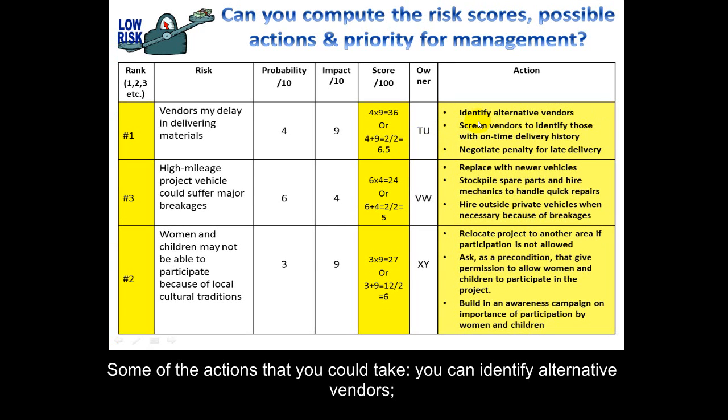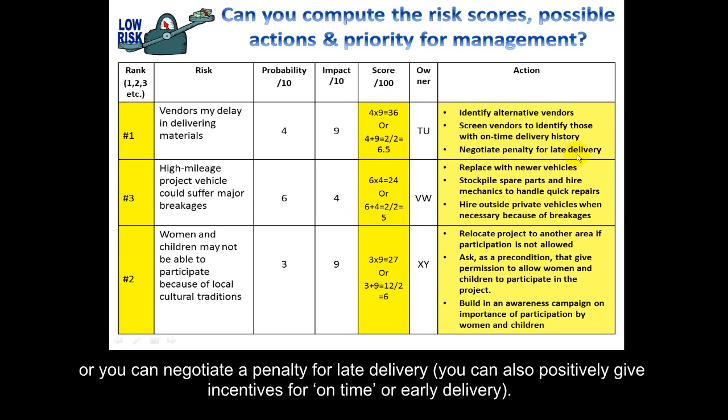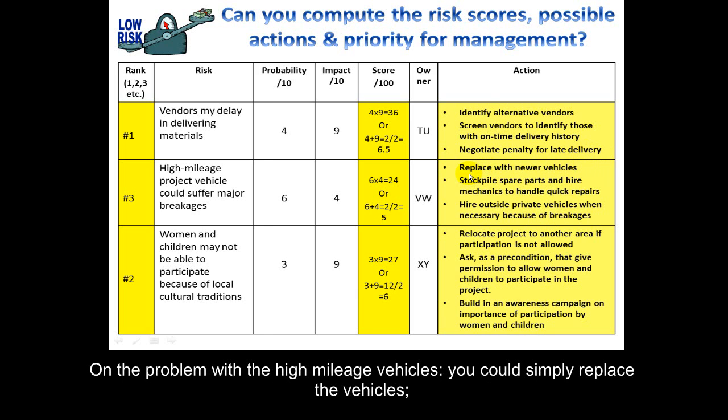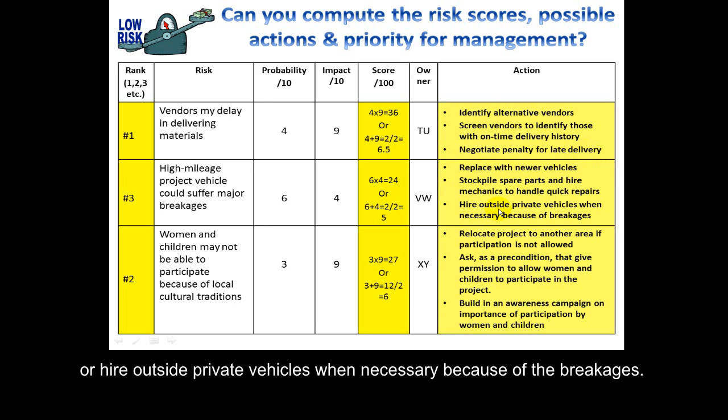Some of the actions that you could take: you could identify alternative vendors. You could screen vendors to identify those with on-time delivery history, or you could negotiate a penalty for late delivery. You could also positively give an incentive for on-time or early delivery. The problem with the breakages on the high-mileage vehicles: you could simply replace the vehicles. You could stockpile spare parts and hire mechanics so that you're ready to fix them. You could hire outside private vehicles when necessary because of the breakages.